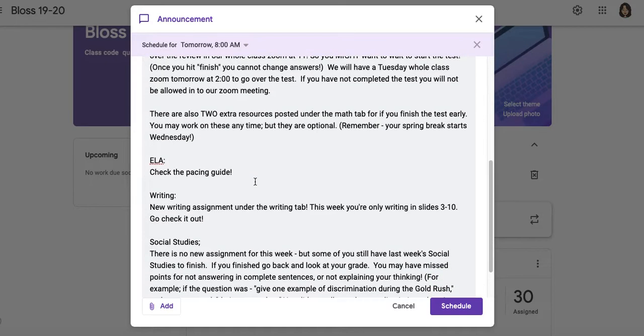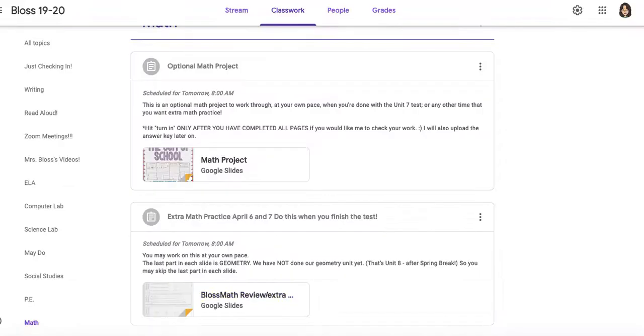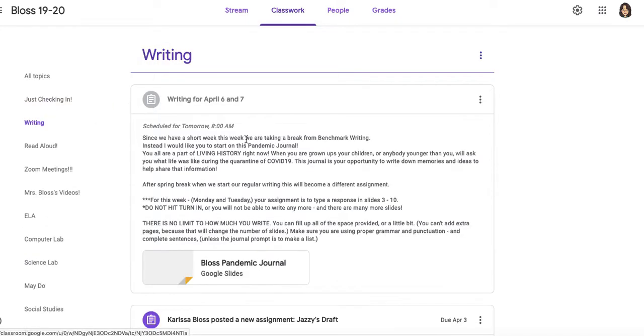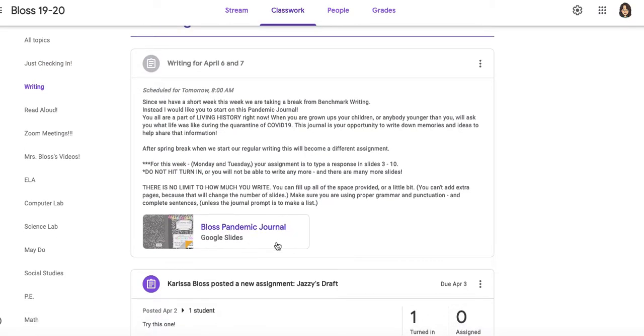And then writing. Writing is different this week since you only have 2 days. So let's take a look at writing, and notice it says this week you're only writing in slides 3 through 10 because this is a long Google slide. So when we go look at it, it's a pandemic journal. I said that this week we're taking a break from benchmark writing. You are all a part of living history right now.